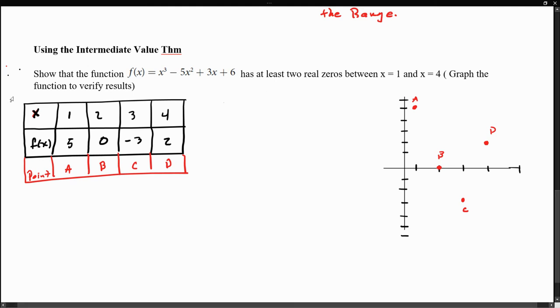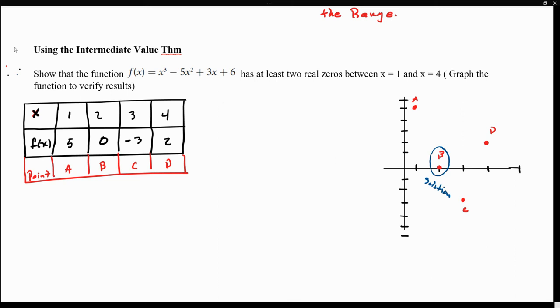Now, we can see one solution right here. So notice that here we have one solution. But where else can we have another solution? Well, let's take a look at the points C and D.